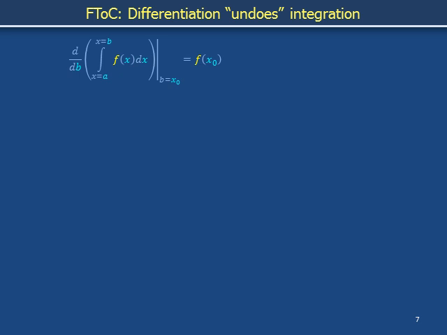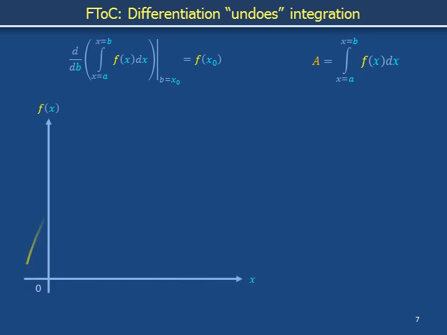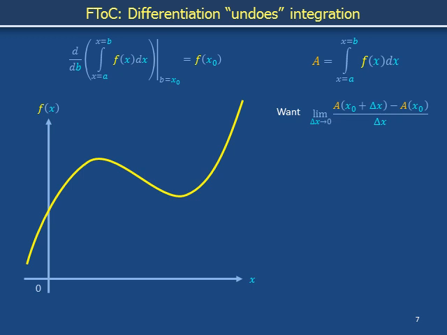To demonstrate this relationship graphically, we remind ourselves of the interpretation of the definite integral as the area under the plot of a function. For this illustration, consider a function with a generic plot like this one. To study differentiation, we will look at successively small differences between areas evaluated under the curve. The derivative of the area or the integral is the limit as delta x goes to 0 of the fraction whose numerator is the area associated with x naught plus delta x minus the area associated with x naught, and whose denominator is delta x.